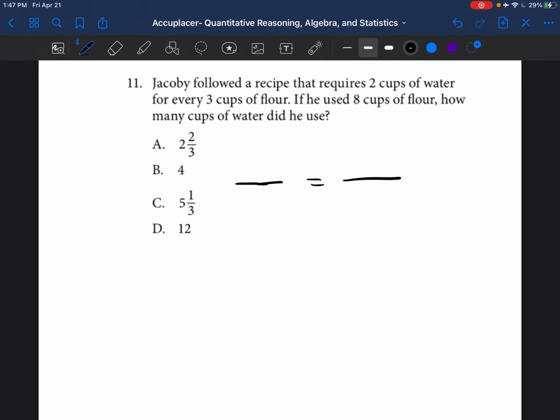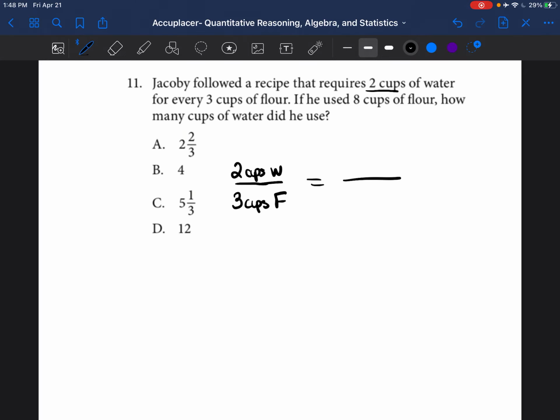And what we learned before is that anytime we're setting up a proportion, whatever we put on the top is what we put on the bottom. So it's a recipe that requires 2 cups of water. I'm going to write 2 cups, and then I'm going to write W for water. And then on the bottom, it's 3 cups of flour. Just so I know it's the same measurement, but one's talking about water and one's talking about flour.